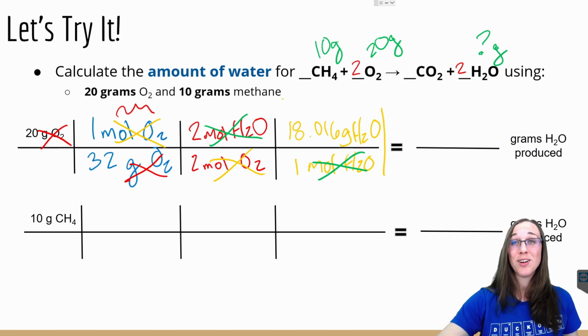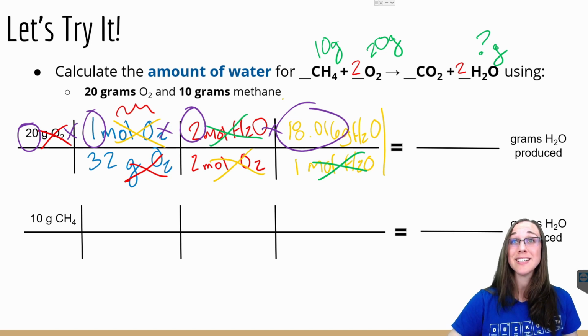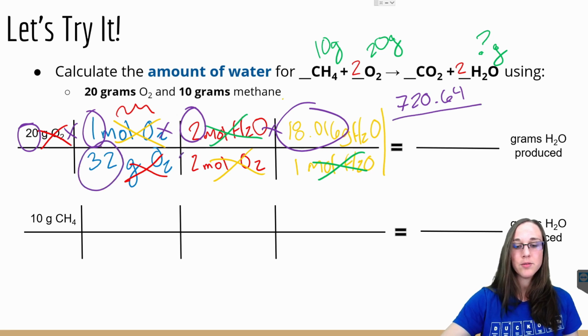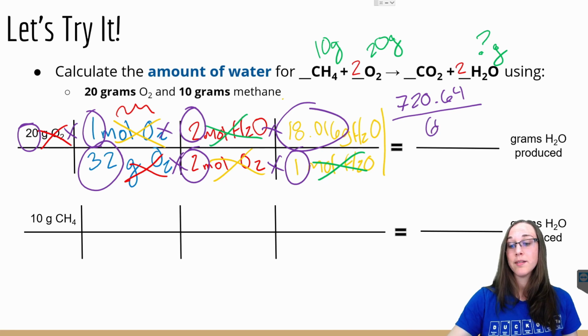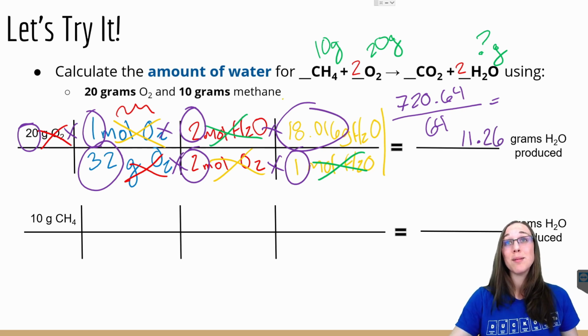First, let's multiply across the top. 20 times 1 times 2 times 18.016 gives me 720.64, divided by 32 times 2 times 1, which is 64. When I divide those two, I get 11.26 grams of water is produced if I have 20 grams of oxygen.